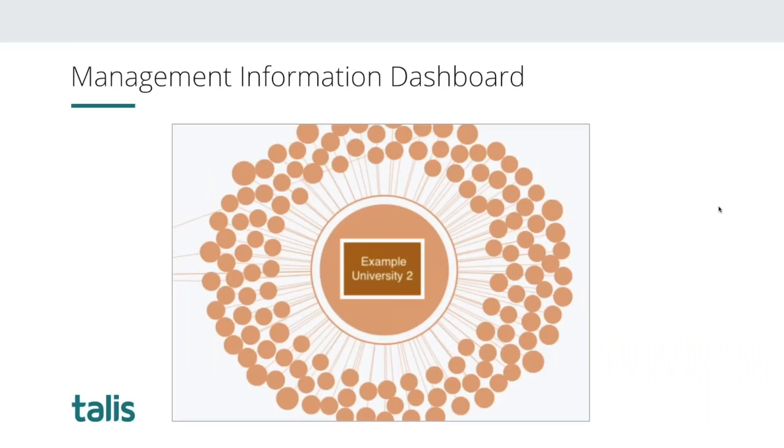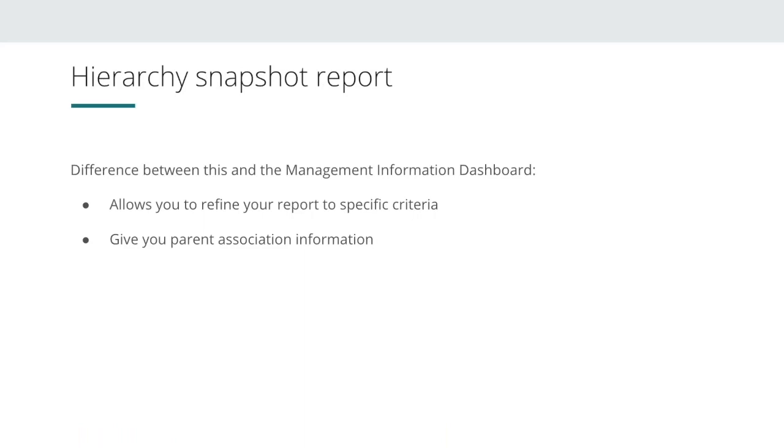So this is what a flat hierarchy would look like. As you can see, it's just one institution in the middle, and then it's got lots and lots of little dots leading off of it. It's a little bit more difficult to see from this one if there are any unlinked nodes. So in this case, I would recommend that the best place to look at this is the hierarchy snapshot report.